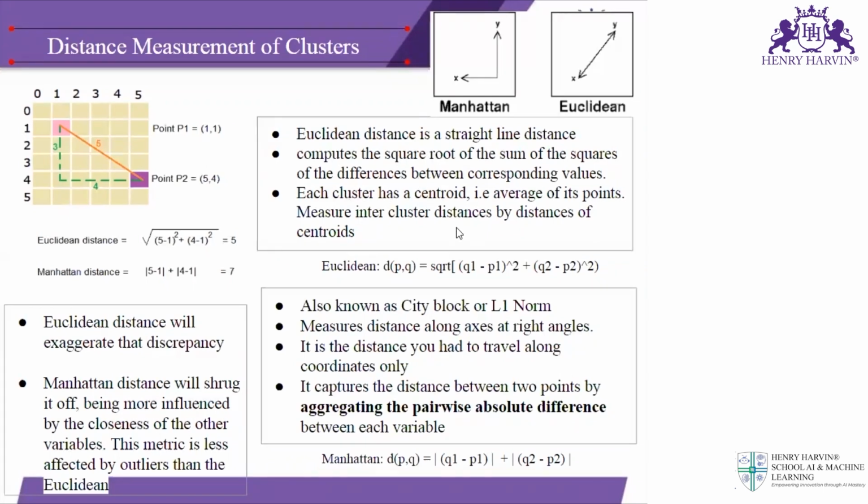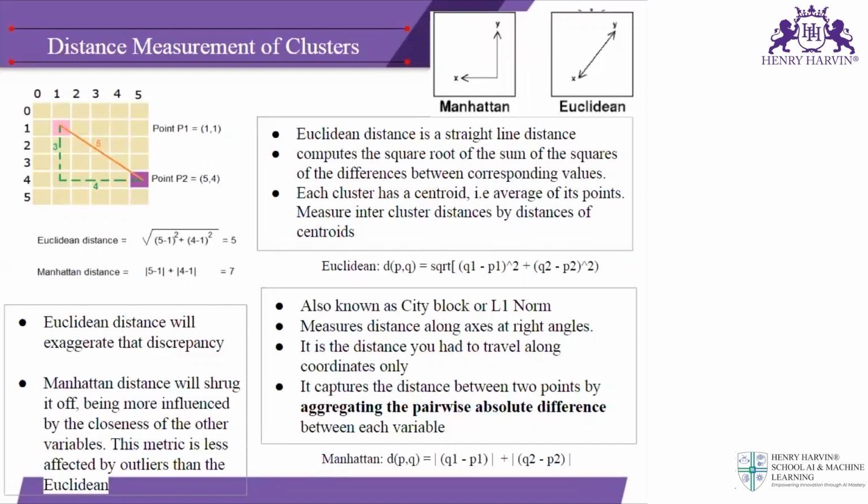Each cluster has a centroid. We have discussed how to calculate Euclidean distance, and if we talk about clusters, each cluster has a centroid, that is the average of all the points in the cluster. So the distance measure will be calculated for each of the clusters. This is how Euclidean distance will be calculated.